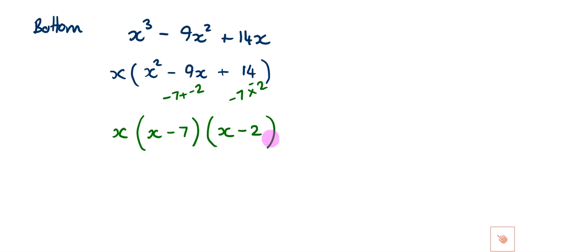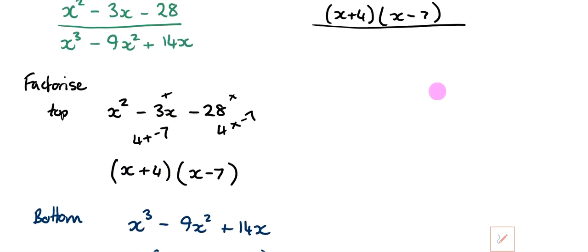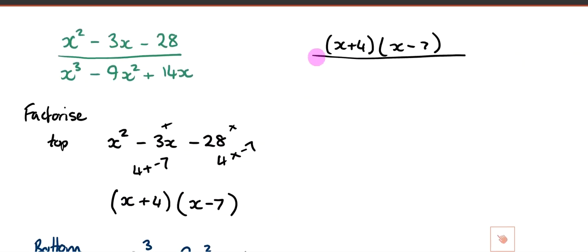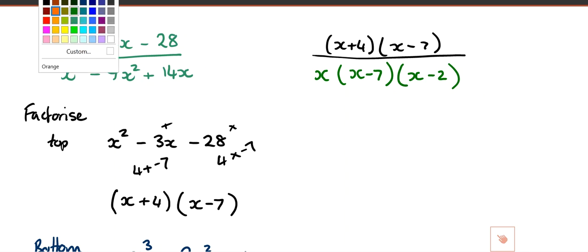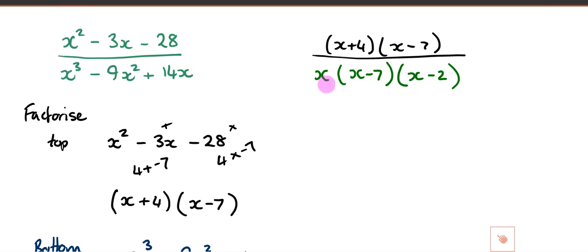Yeah. Let's chuck that back up at the top. What is it? x times (x minus 7)(x minus 2). Alright. So, the first thing we're going to do before we simplify is state the limitations.